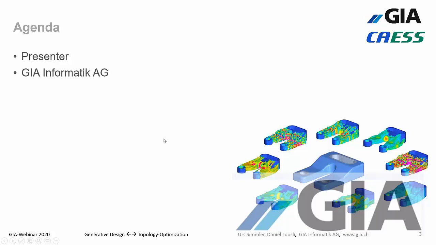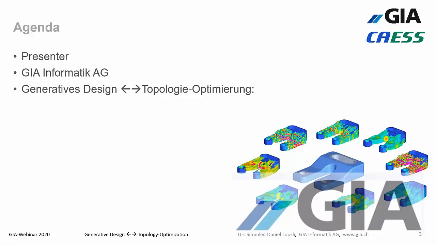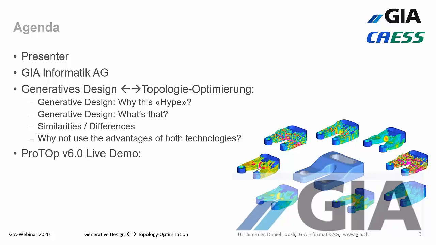First, I will talk a little bit about me and about GIA Informatik AG, the company I'm working for. Then let's have a little overview about generative design compared to topology optimization. Most of the time we will see a live demonstration in a topology optimization solution, which also provides some capabilities to do some generative design. And at the end we'll have time to answer your questions. So if you have any questions, please write them into the question panel in the webinar application.